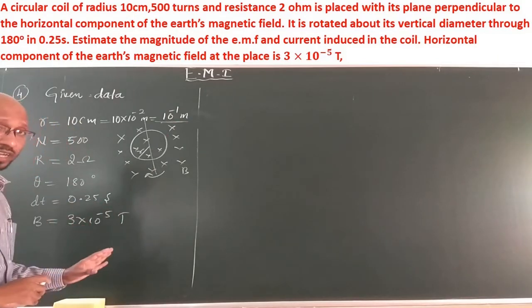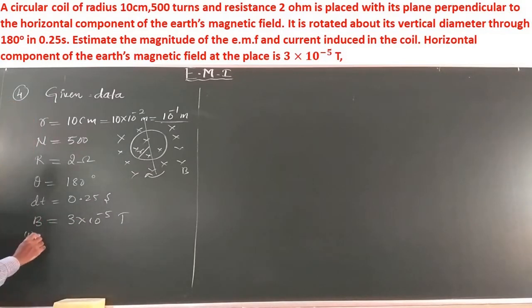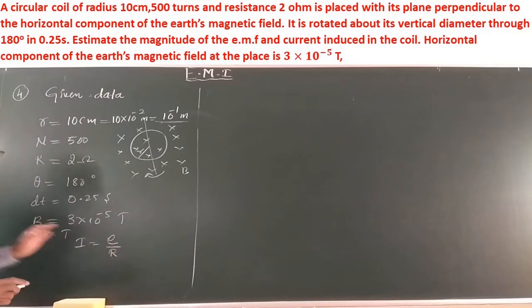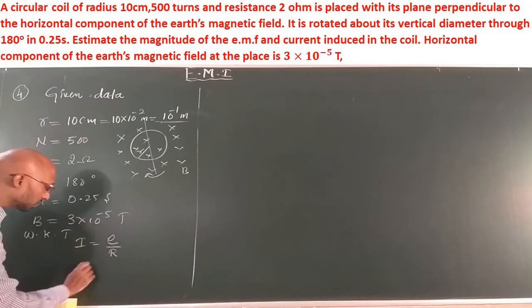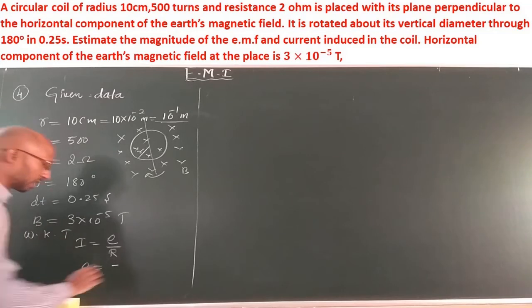Now what is the first case? Now you have to calculate the flux change. First, what is the formula? To calculate current, the formula will be induced EMF divided by the resistance of the coil. Now how to calculate induced EMF? Induced EMF we calculate by the number of turns.